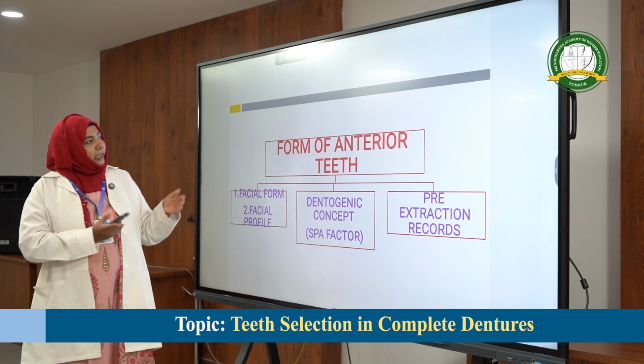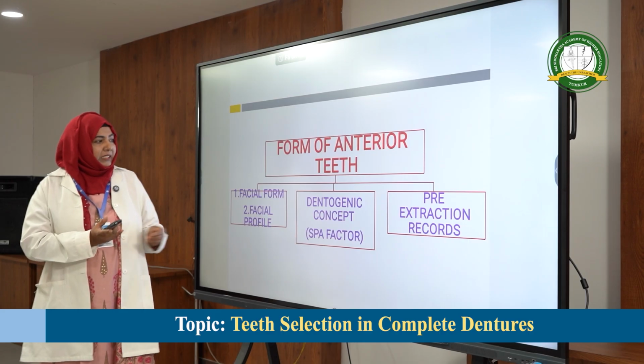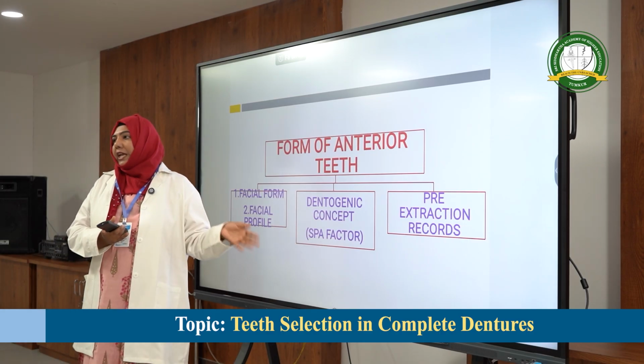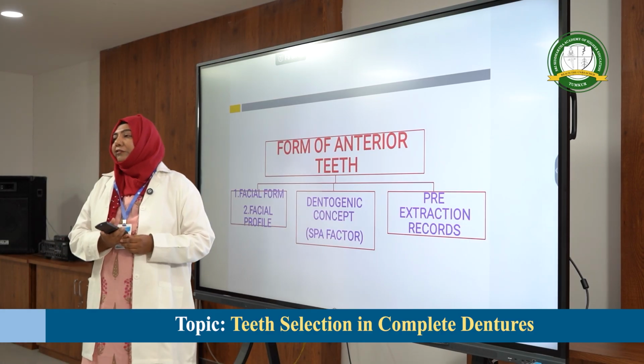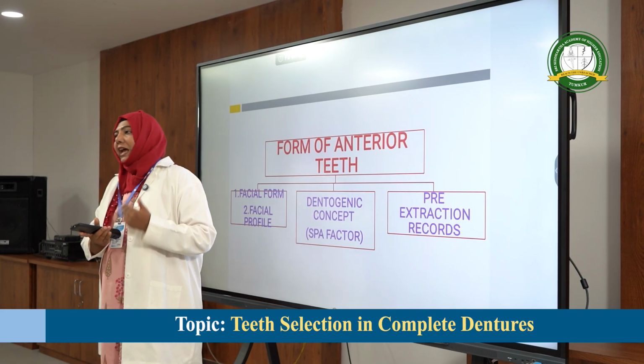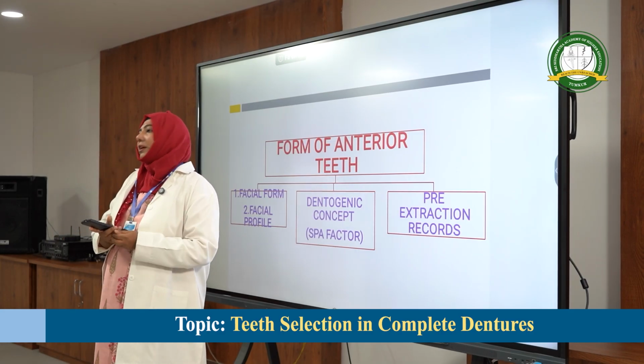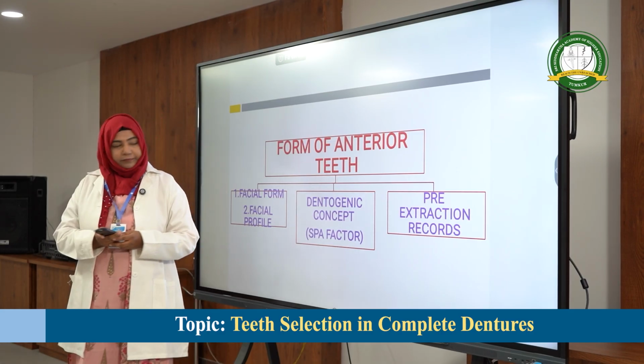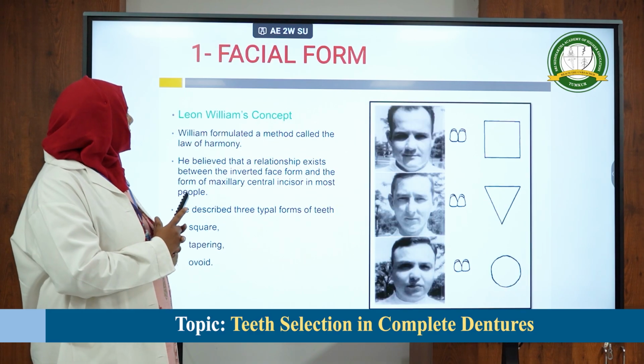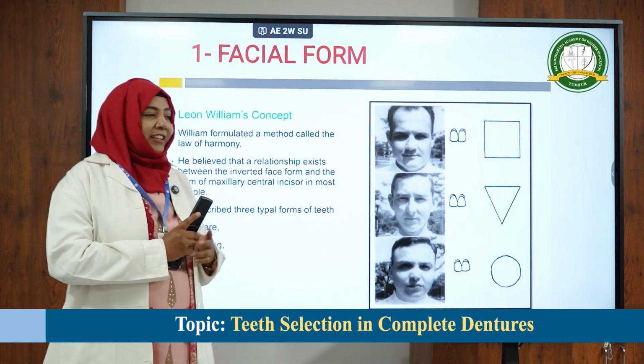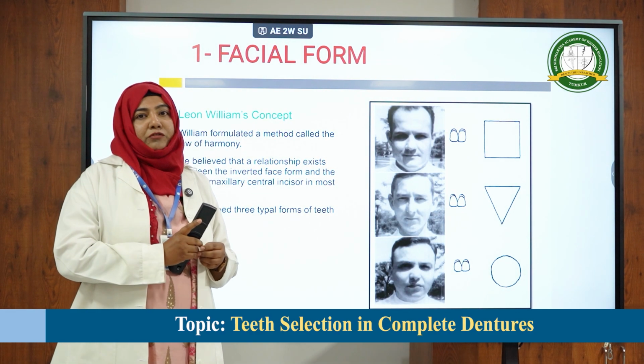Then the second method to consider the form of the anterior teeth is the dentogenic concept. It is also called the SPA factor. Then we have the facial profile and the facial form as a guide to select the form of the maxillary anterior teeth. How do we select using facial form as a guide to select the form of the anterior teeth?